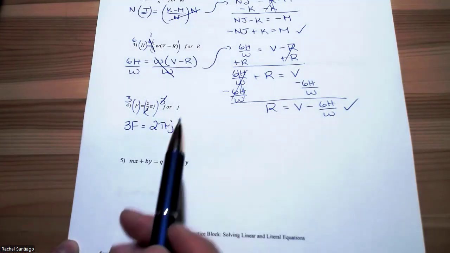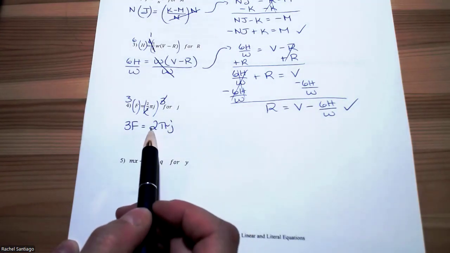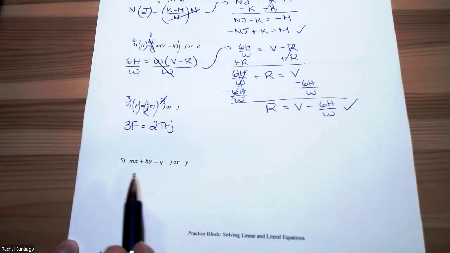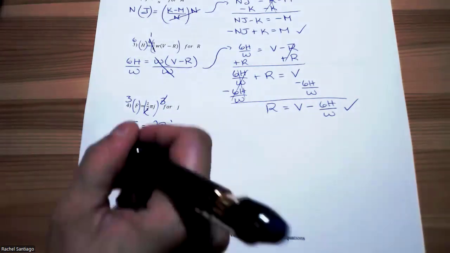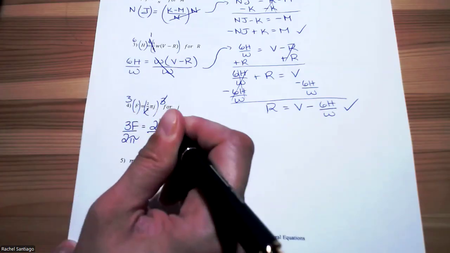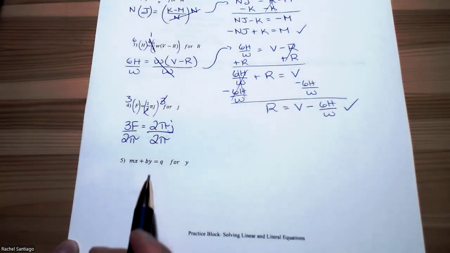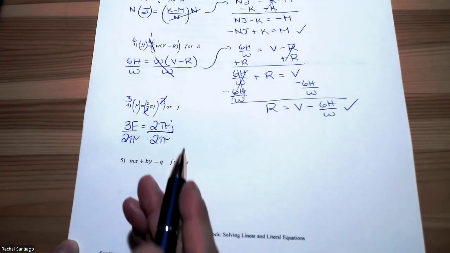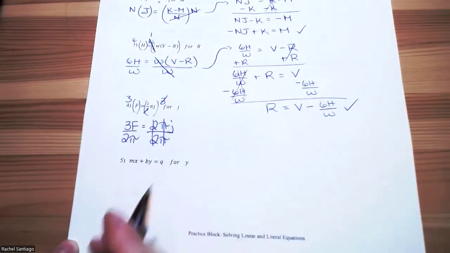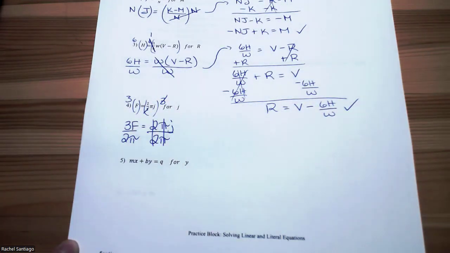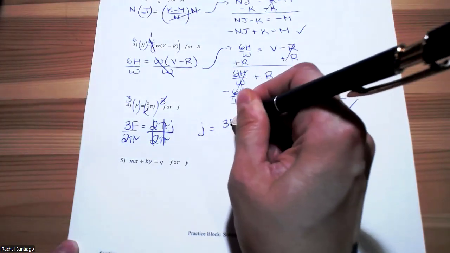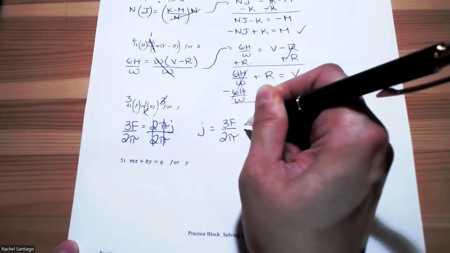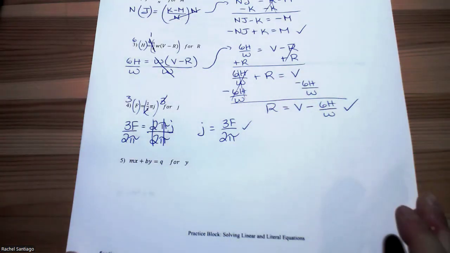And all I have to do is solve for j. J is connected to 2 and to pi by multiplication, so I divide. You are totally allowed to divide by more than one base, right? We have a 2 and a pi. We can divide by both because they're simply being multiplied together. So j is equal to 3f over 2 pi. And that's your final answer.